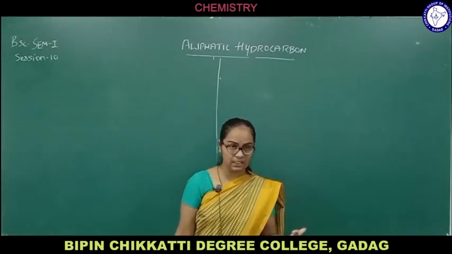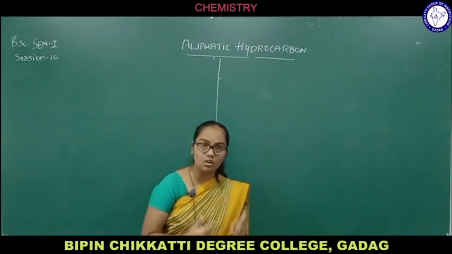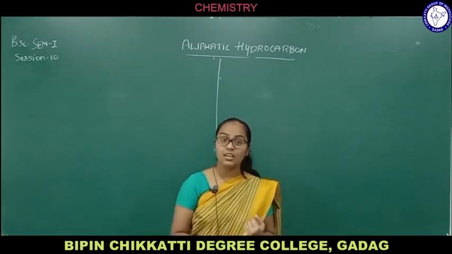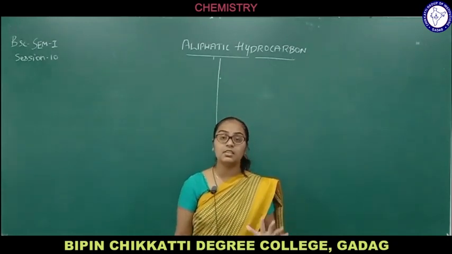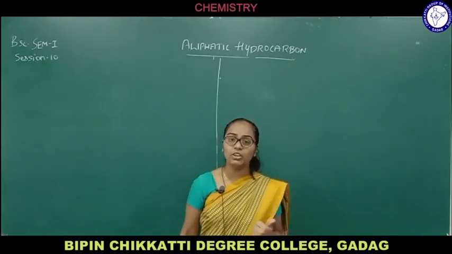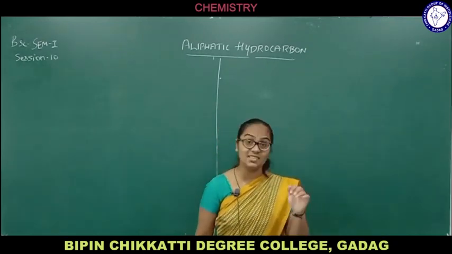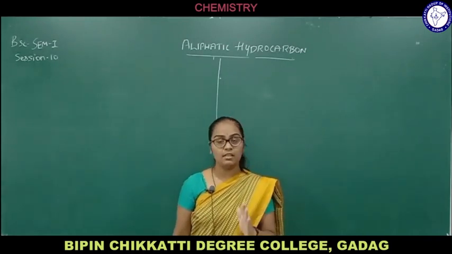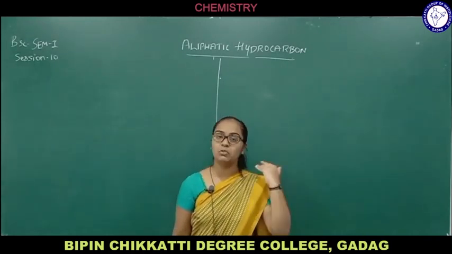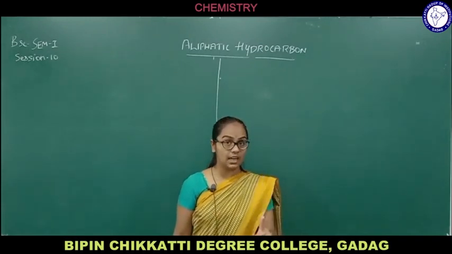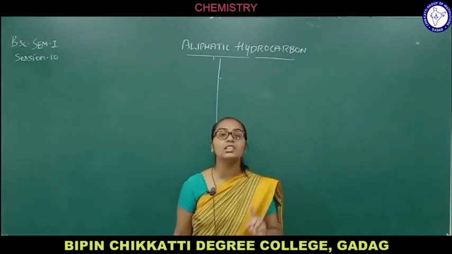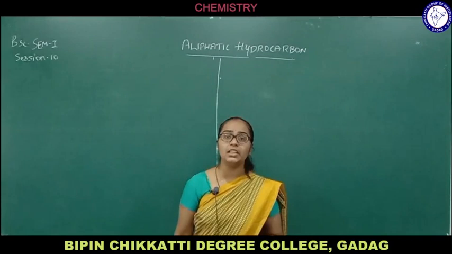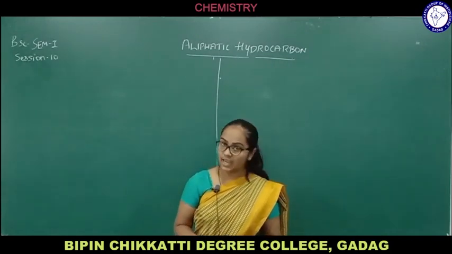Now in session number 9 we went through the alkynes, what an alkyne was, and up to 5 members were studied. As we know, alkynes are aliphatic unsaturated hydrocarbons with the general formula CnH2n-2. An alkyne should possess at least one triple bond in it, and that is what makes it an unsaturated hydrocarbon.